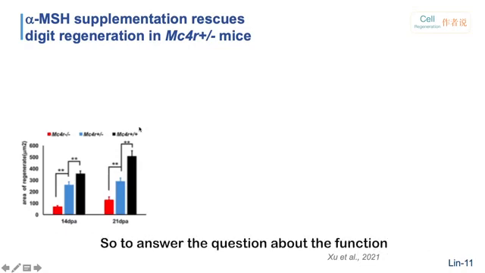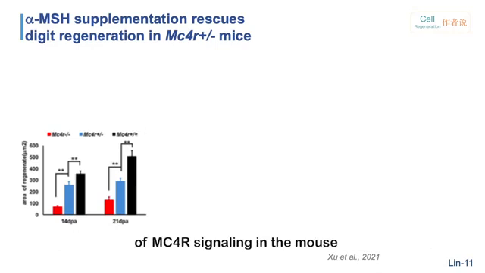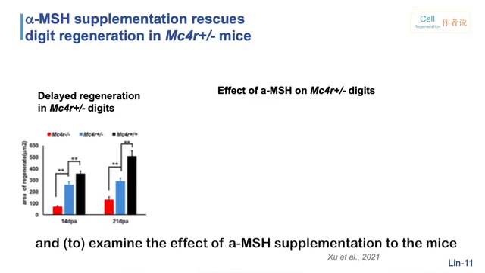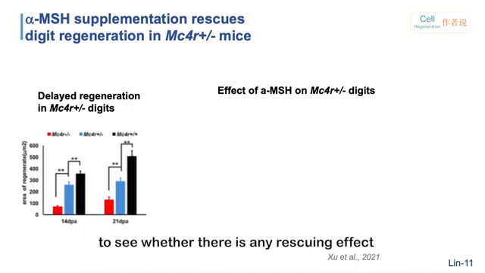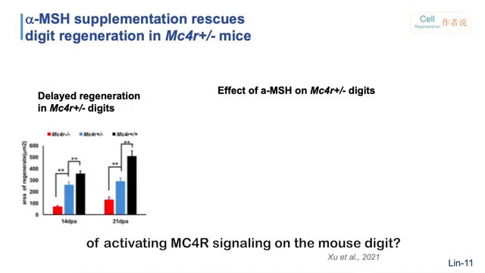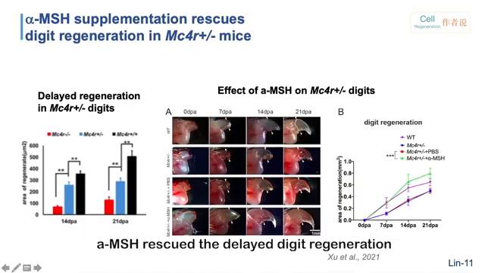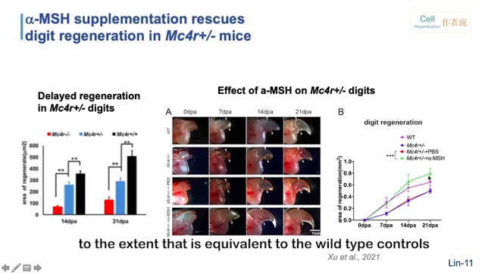So, to answer the question about the function of MC4R signaling in the mouse, we first utilized this MC4R heterozygous digit to examine the effect of α-MSH supplementation to see whether there is any rescue effect of activating MC4R signaling on the mouse digit. As we can see here, α-MSH rescued the delayed digital regeneration in the MC4R heterozygous, to an extent equivalent to the wild-type controls.